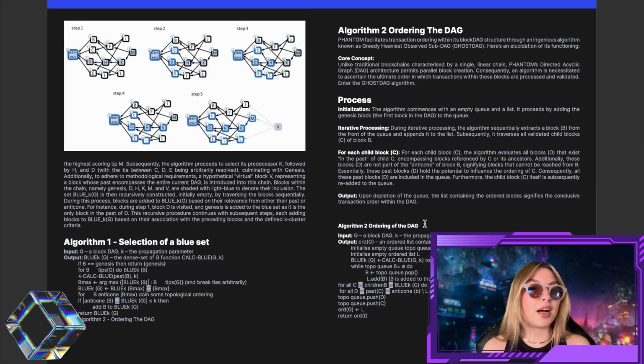The output upon depletion of the queue, the list containing the ordered blocks, signifies the conclusive transaction order within the DAG itself. Down below, ordering the DAG algorithm 2, once again, the input and the output, literally everything in such detail that I cannot even explain.